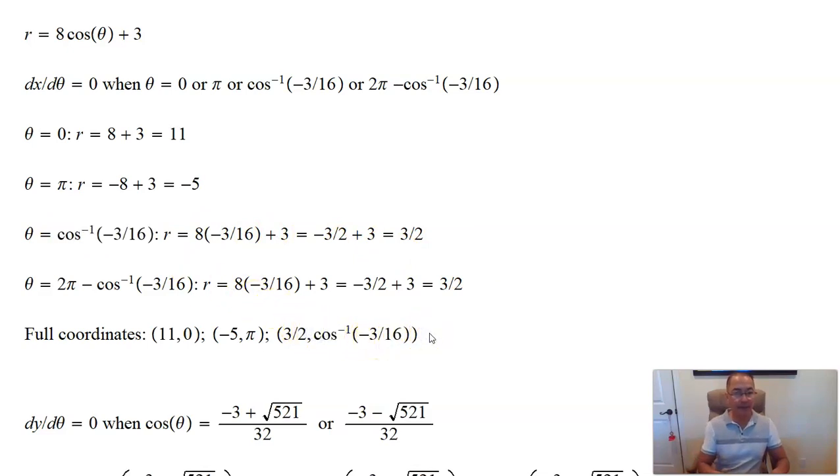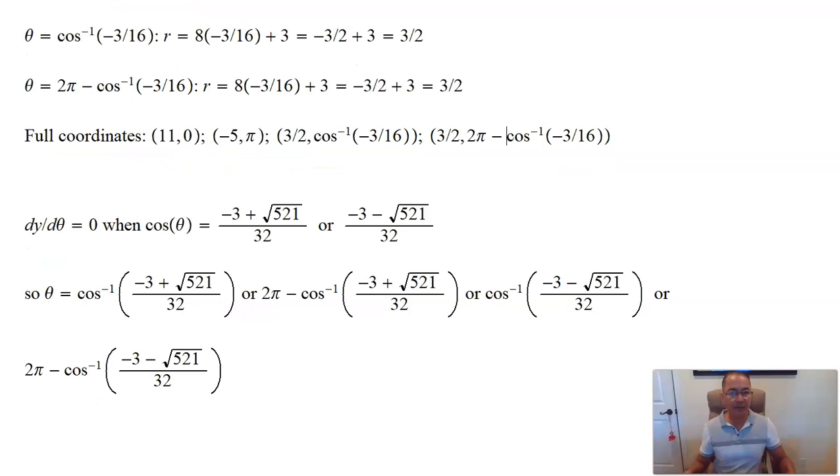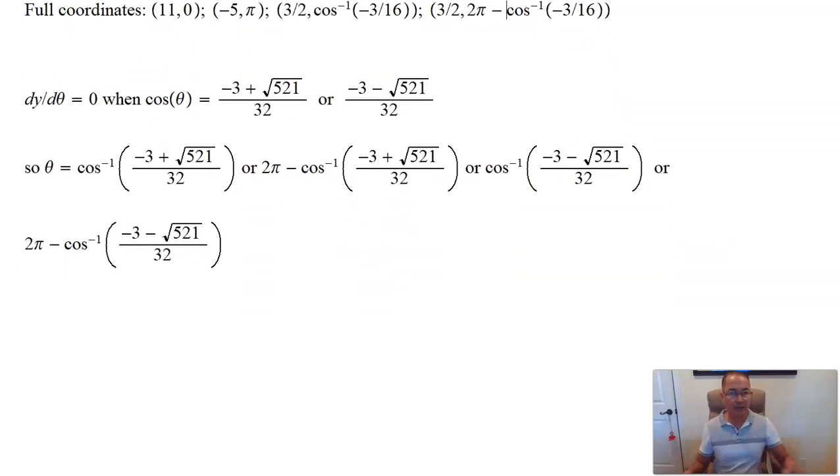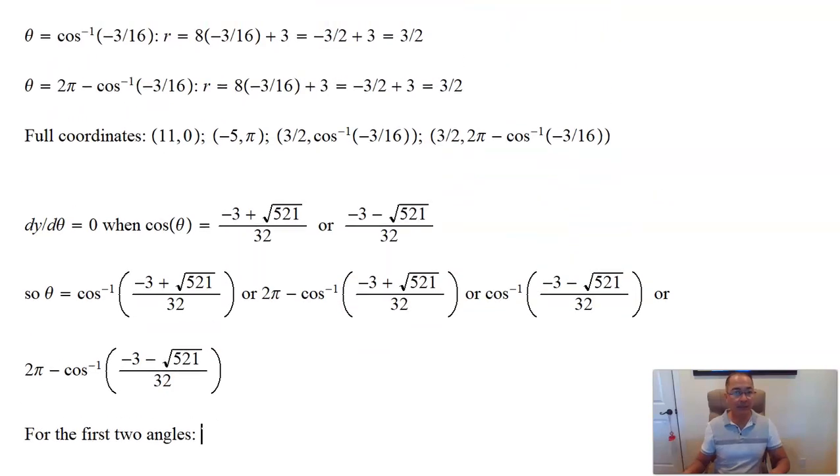And finally, 3/2 2 pi minus. So I'm going to copy that whole thing and put in 2 pi over there. Okay. Great. Now we will do the same thing for our points over here. So of course, learning from what we did just now, these two angles have the same cosine. All right. So for the first two angles, our R is 8 cosine theta plus 3.